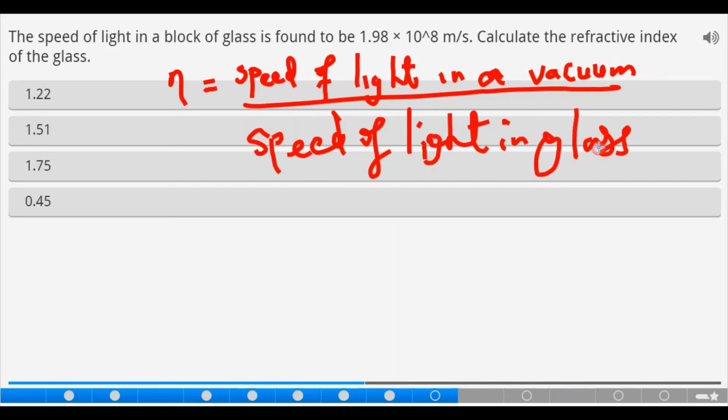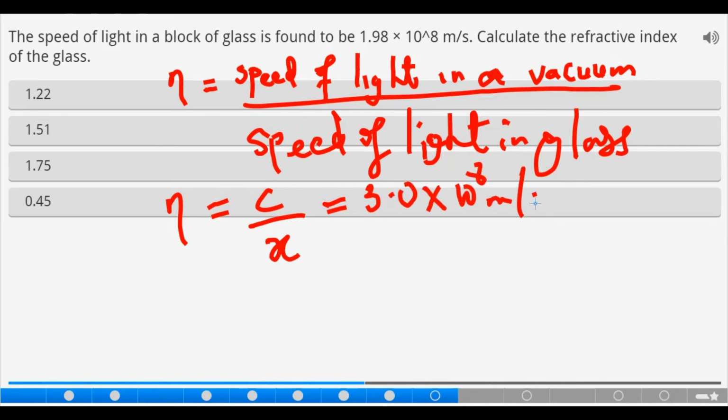So speed of light in vacuum is always denoted by what? C. While speed of light in glass, we can use any letter to represent it. Let's say X. And what is the value of this C? Light travels through vacuum at the rate of 3.0 times 10 raised to power 8 meters per second. Let's divide it by X. Our X now is what? 1.98 times 10 raised to power 8 meters per second.